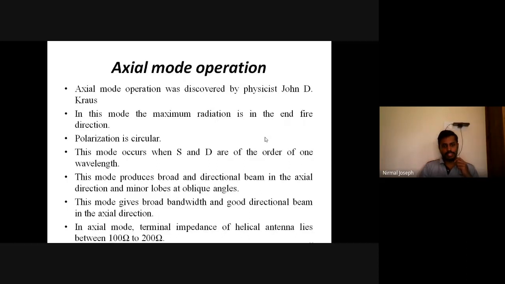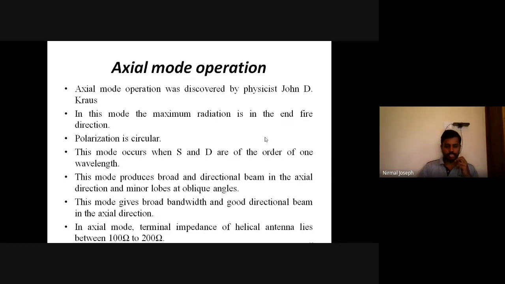This mode produces a broad and directional beam in the axial direction and minor lobes at oblique angles. That means parallel to the axis. In the first case, it was perpendicular to the axis, but here it is parallel to the axis and it will be a highly directional beam. This mode gives broad bandwidths and a good directional beam in the axial direction.